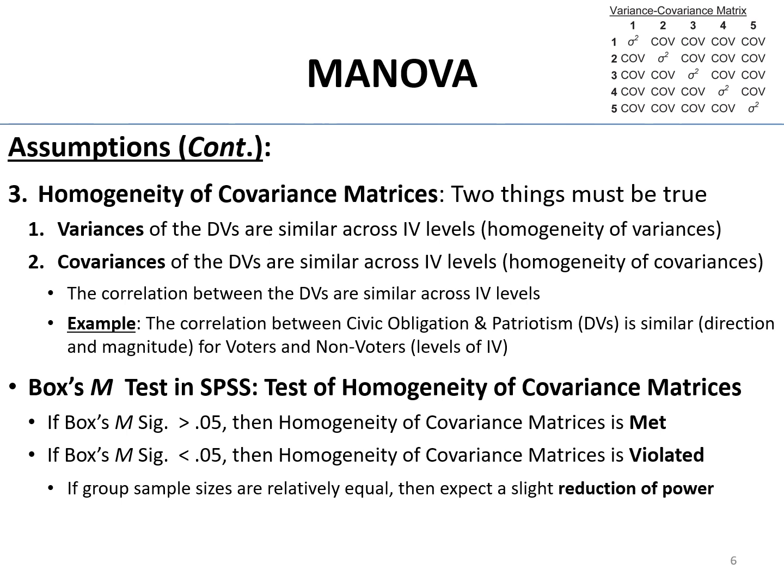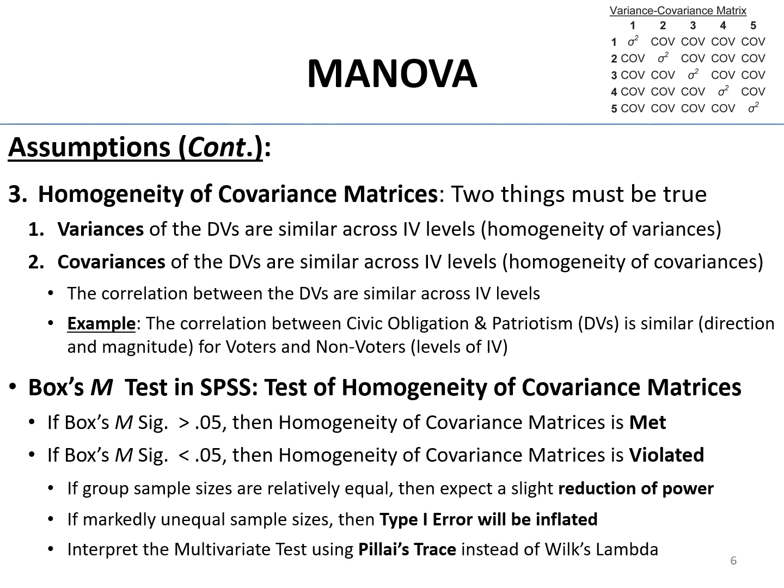So do you give up? Well, here's the impact. If the group sizes are relatively equal in the levels of the independent variable, then what likely will happen is a slight reduction in power. If you've got markedly unequal sample sizes, your type 1 error rate will be inflated. Surprise, surprise. And so what I usually recommend you do is if you violate Box's M, it means you haven't met all the assumptions of MANOVA, you can just use Pillai's trace, which is one of the multivariate stat choices. There's 4 of them total, instead of the usual Wilks' lambda. So use Pillai's trace if you violate the homogeneity of covariance matrices assumption.